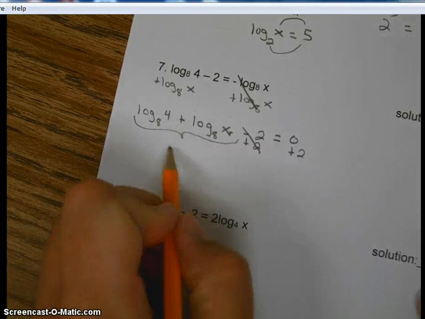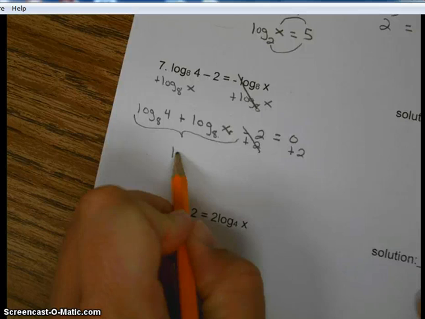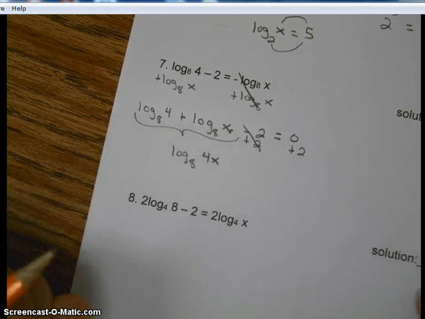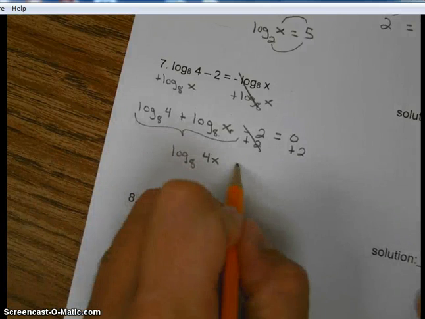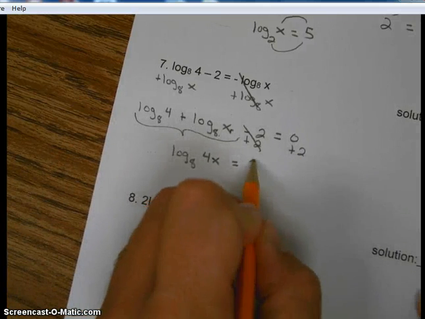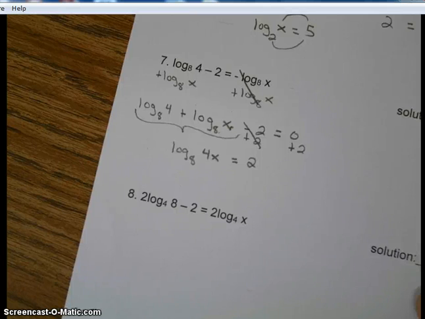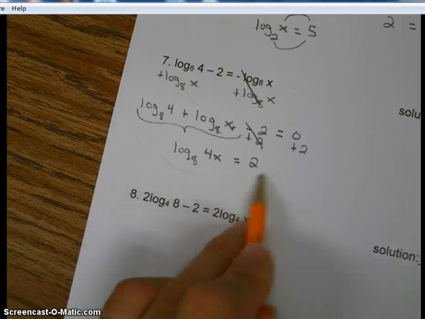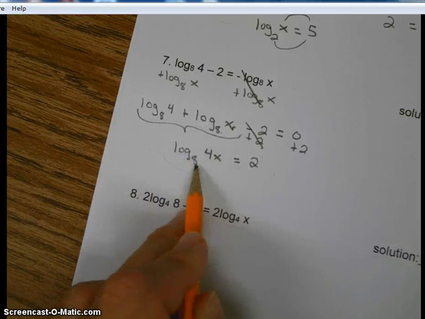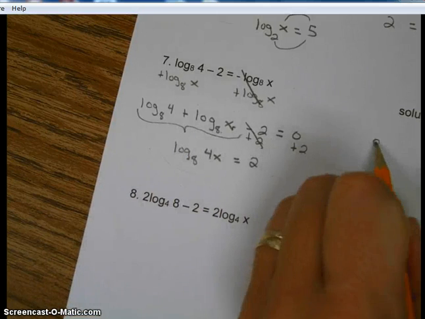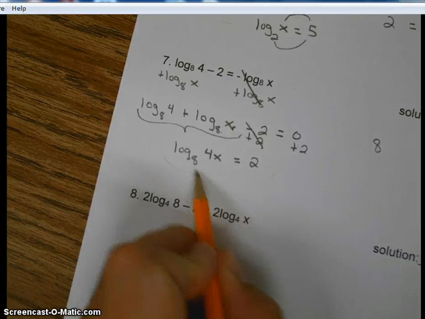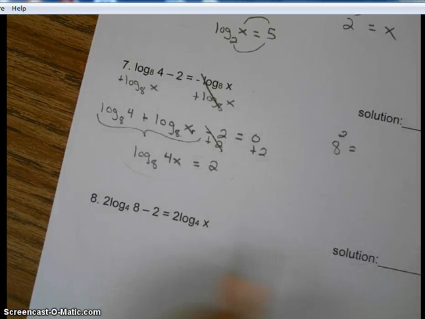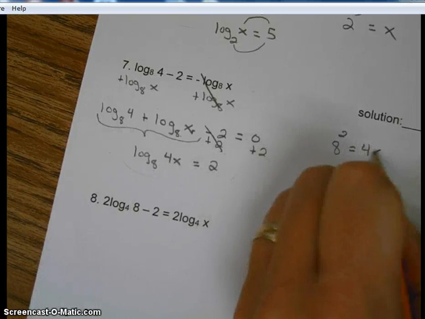Right, we multiply. And the bases are the same, so no problems there. So 4 times x is 4x, equals 2. Now that we have it in the form that we want, we can change it to exponential. So starting with the base, raised to the exponent, equals, and then the argument goes here.